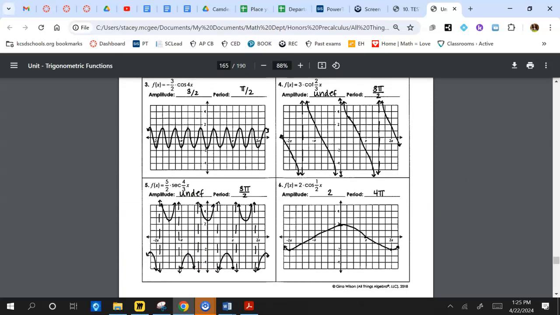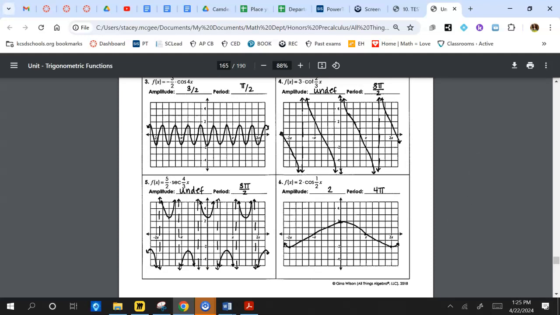Just 6. That's not a co-function, that's just cosine. It's just your basic cosine that's got an amp of 2 and a period of 4 pi. What's the cosine of 0? 1. So when you start at 0, you start at your high or your low. You always start with the high unless you got a negative in front, which makes you start with your low.